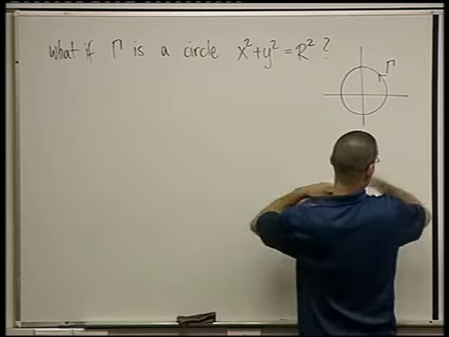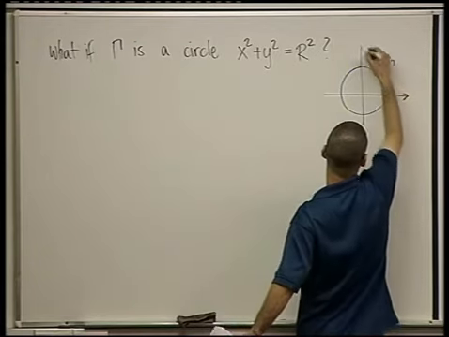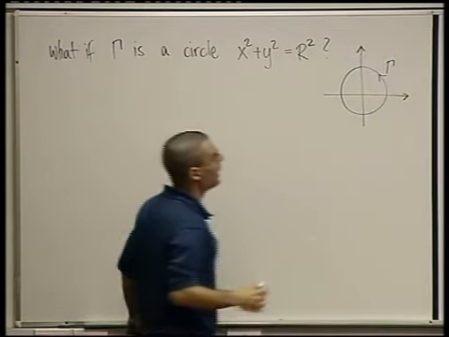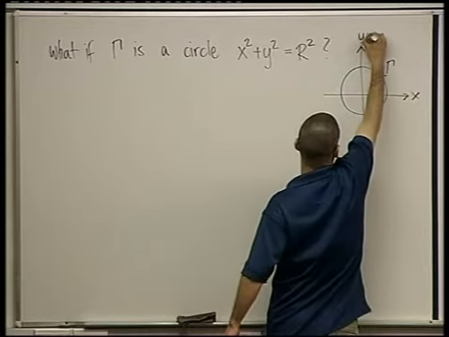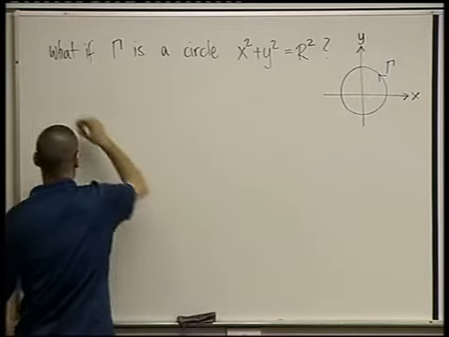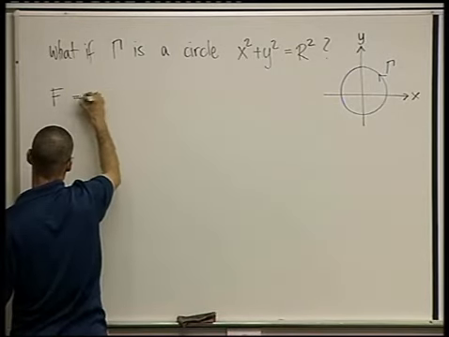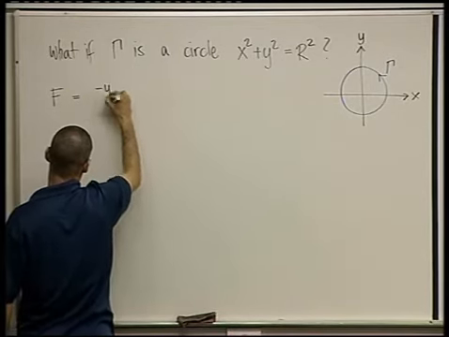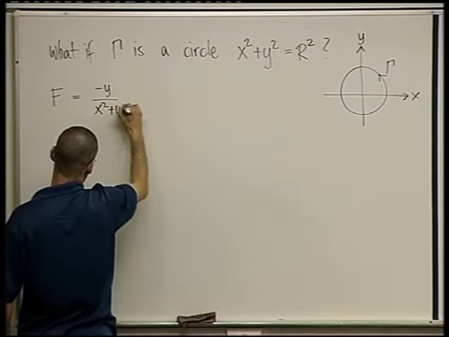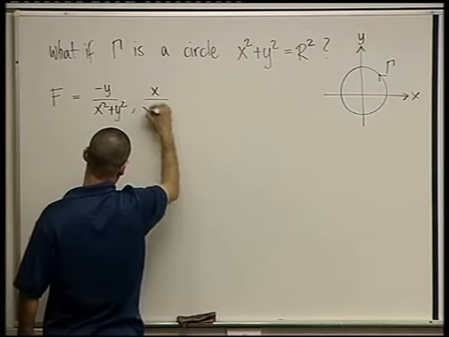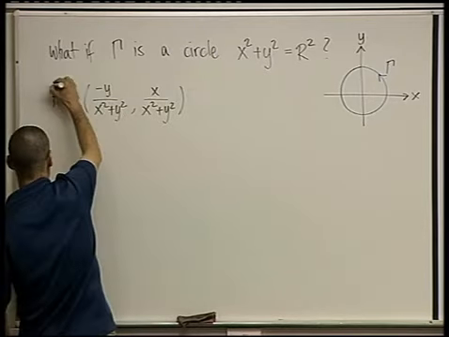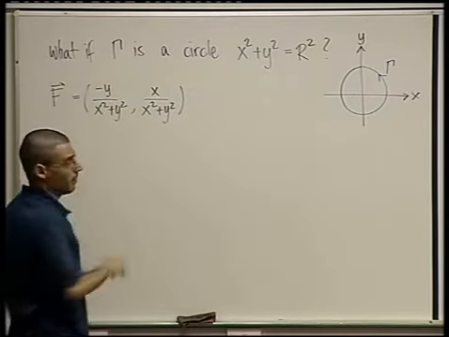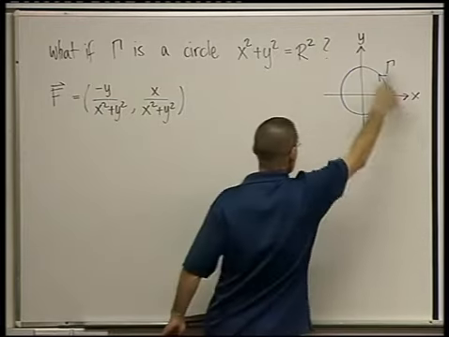And I want to calculate the line integral, the work done by a force given by our field, which was, let me just remind you, F was (minus y over x squared plus y squared, x over x squared plus y squared). This was F. What is the work done by this force along this curve?